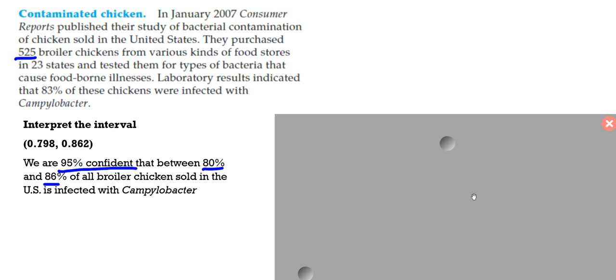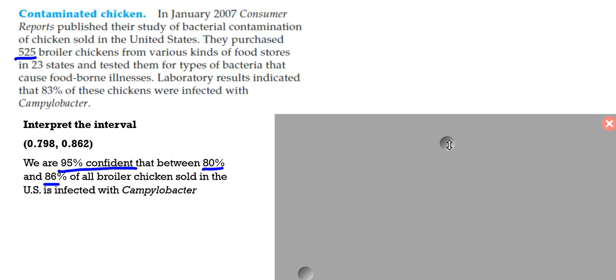So you can interpret the interval, and you should interpret the interval with a statement, including the confidence level, the interval, and the context. Like, what are we doing? What are we making the interval of? It's the population proportion of infected chickens, right? Broiler chickens, that is.